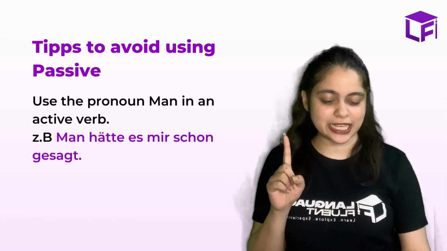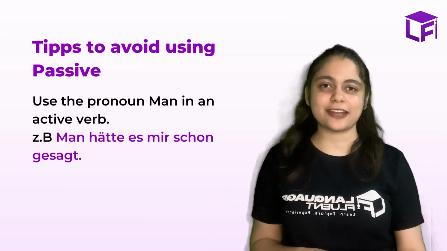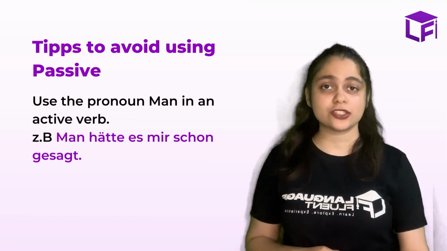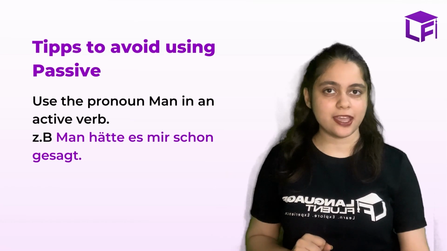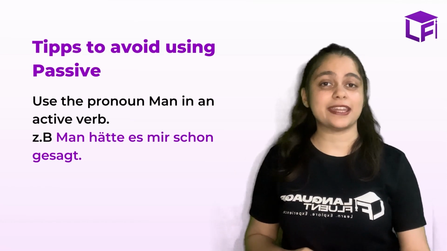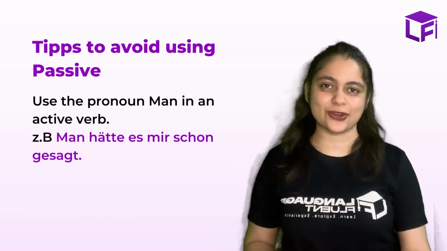The first way says to use the pronoun man, which means they or one, with an active verb. So, for example, you can say, Man hätte es mir schon gesagt. This means that had already been told.